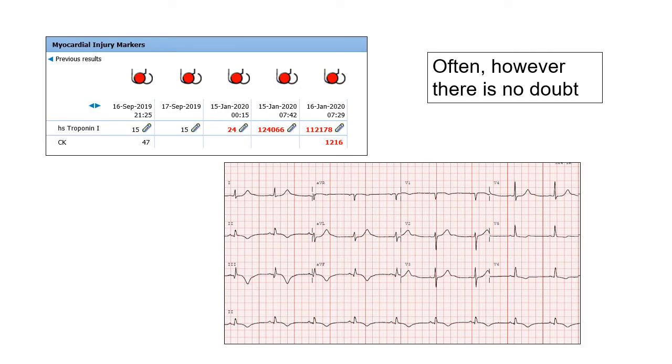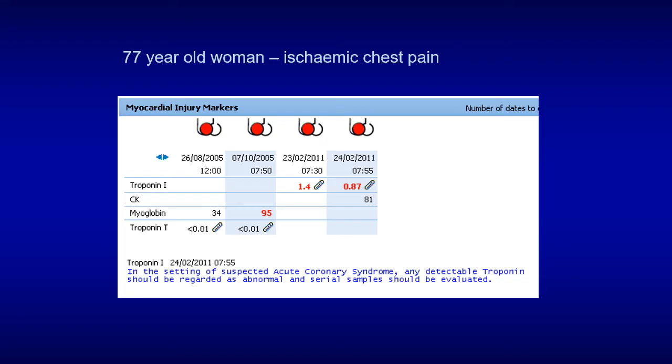Often, however, there is no doubt. There are typical ECG changes and a clear and very marked troponin rise. So this is an interesting case of a 77-year-old woman presenting with ischemic chest pain back in 2011. And this is troponin I in micrograms per litre. So it corresponds to 1400 nanograms per litre or 870. So clearly a very marked rise.